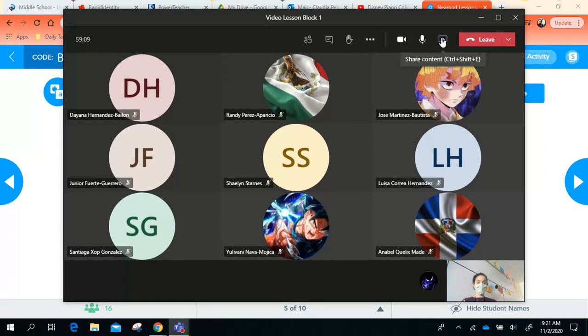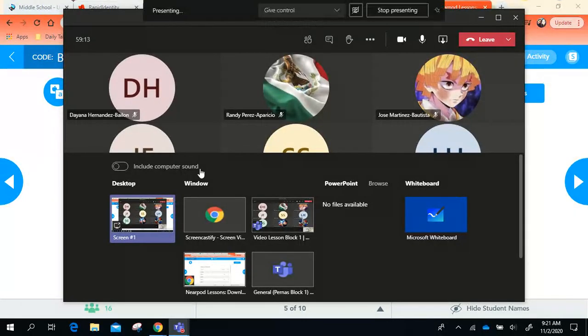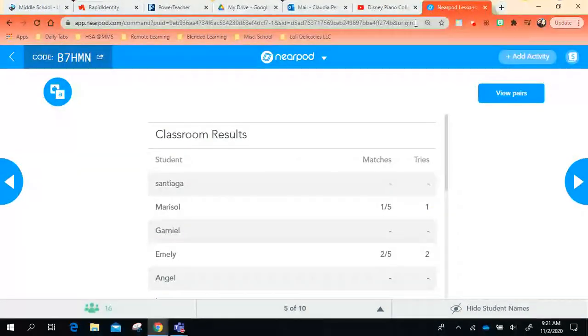Okay, so everybody at home and here, you should be doing your matching cards. Remember, you're turning your fraction into a decimal.